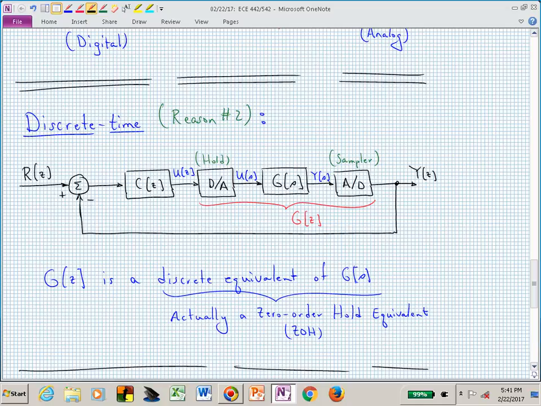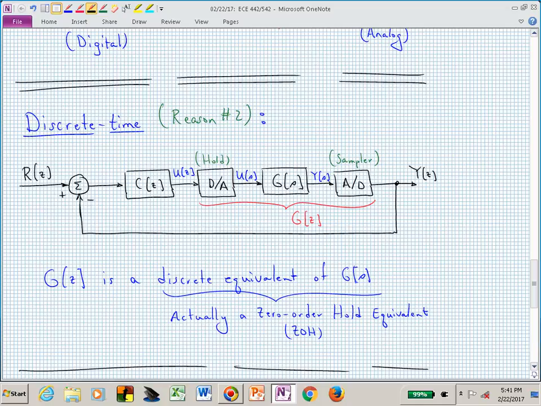Meaning, we will now say G of Z is a discrete equivalent of G of S, just like C of Z was a discrete equivalent of C of S, but now they have different purposes, or they are trying to accomplish maybe different things. Here we will actually say, since we are incorporating that digital to analog, or that hold, into our expression of G of Z, we're going to call this a zero-order hold equivalent for our discrete equivalent.